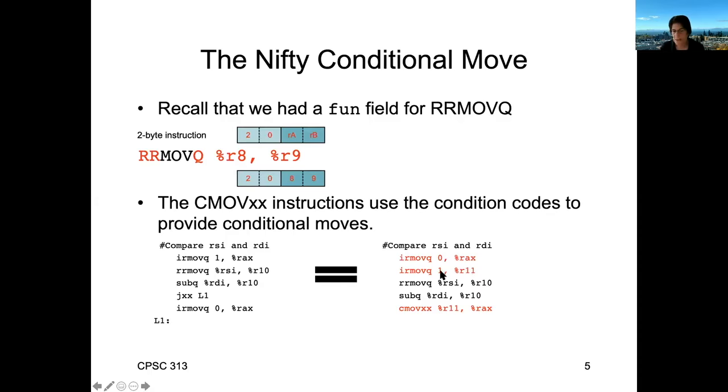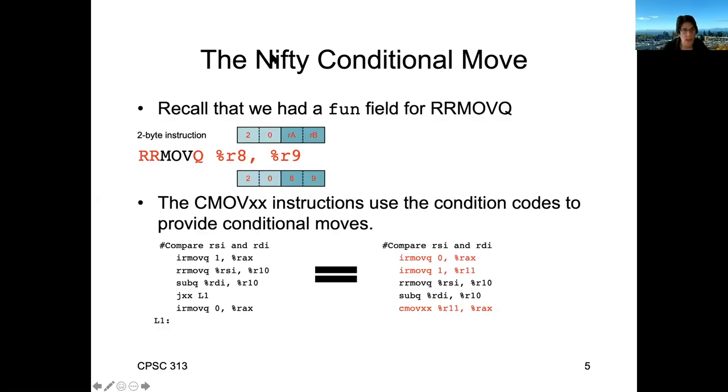Now I say, let's set R11 to be this 1. Once again, I'll create the temporary value for RSI. I'll do my subtraction. And now what I'm going to say is conditionally, on whatever condition I want, so I can do any of the conditions I did before, move R11 into RAX. And what that tells us is if the condition I'm interested in was true, then take this value in R11, the 1, and move it into RAX.